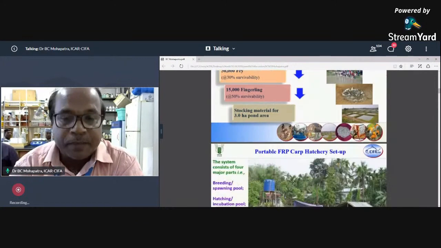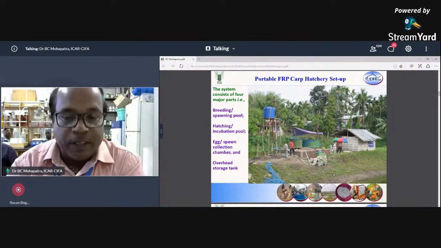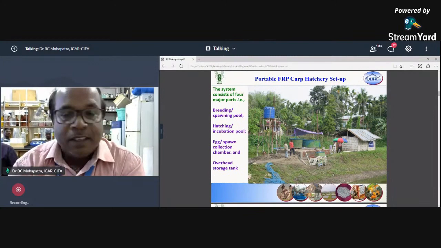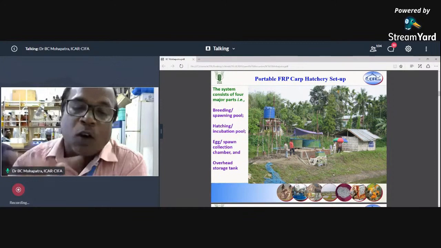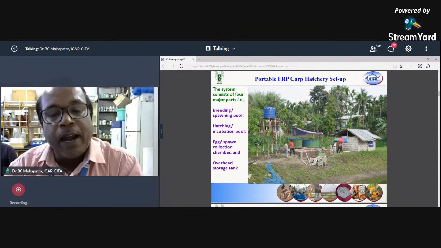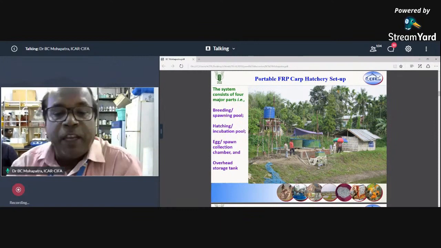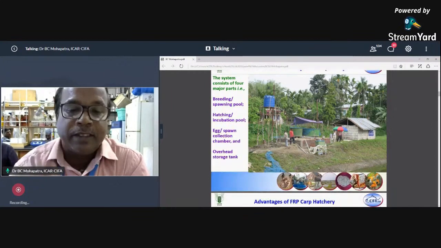This is a photograph I'm showing. This is the hatchery installed at Majuli, Assam, the river island. This hatchery has 4 components: breeding pool, hatching pool, egg or spawn collection tank, and overhead tank. This hatchery can produce 10 lakh spawn. That means if you give it 10 kg female and 10 kg male, within 4 days you can produce 10 lakh seed.